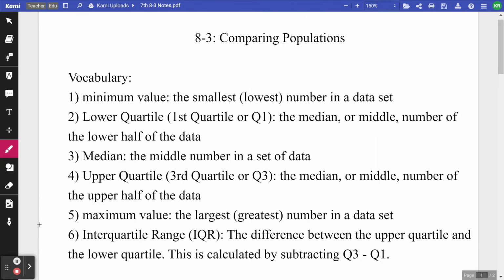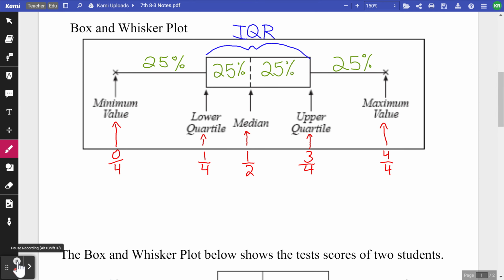This lesson is for 8-3, comparing populations for 7th graders. So just take a moment to copy down the vocabulary here at the beginning. Now that you've had the vocabulary down, please take a second to stop the video and copy down this diagram.